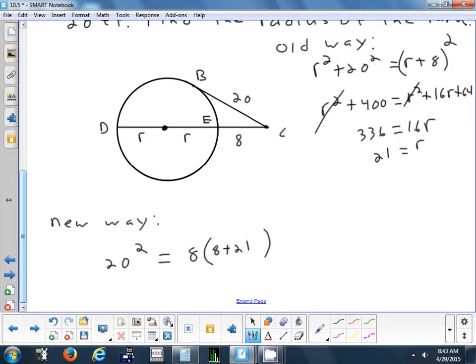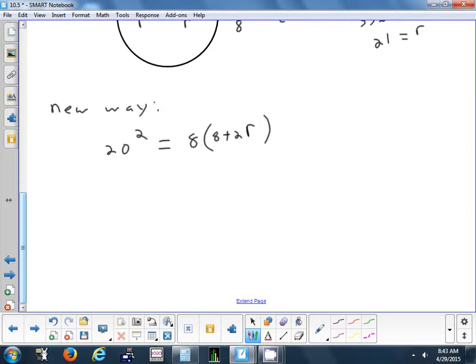So length of the external times length of the whole thing. The whole thing is 8 plus 2r. The length of the external is 20, times the length of the whole thing, 20. It comes out the same. Do it out: 400 equals 8 times 8, which is 64, plus 16r.